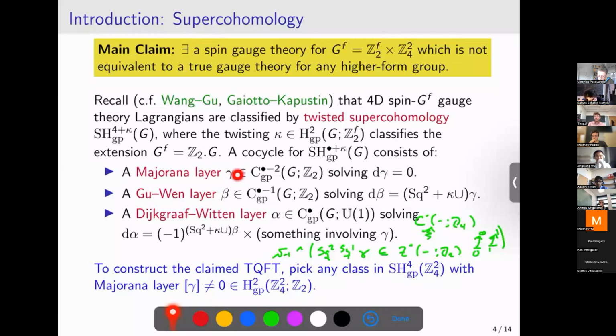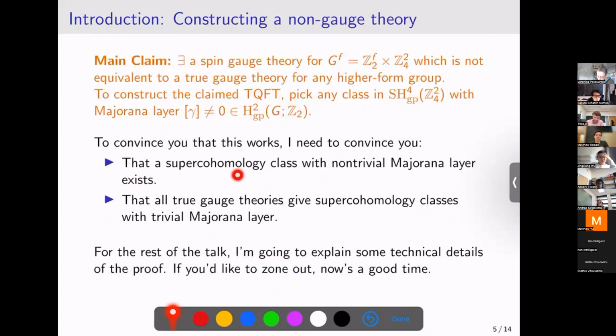So it really does write down a cohomology class. And now what I want you to do is go in, solve these cocycle equations, and find a supercohomology class whose bottom layer is non-trivial. And I claim that once you've done that, that supercohomology class will give you an example of a spin gauge theory which is not an actual gauge theory. That's my claim. So it's in principle completely explicit. To the extent that you know how to solve these equations, it's completely explicit. Okay, so I just repeat the claim here.